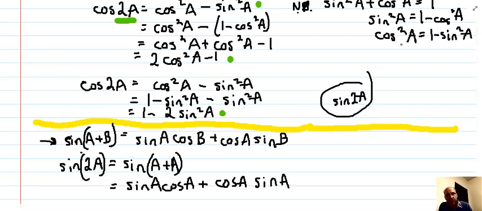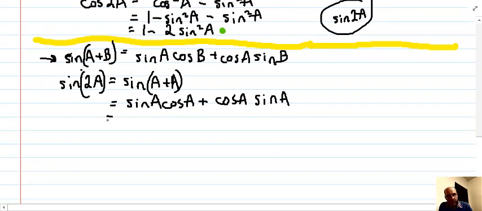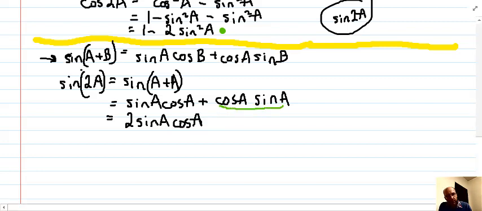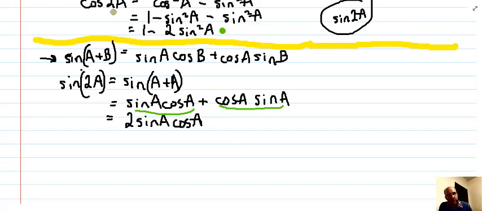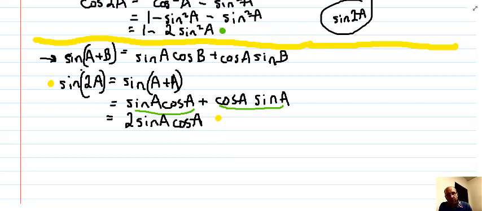And those two things are like terms. We have two of the same thing. Thinking of commutativity, we have two lots there of sine a cos a. You can see them there. There's one, and there's the other one. They're exactly the same, those two terms underlined with green. So that's our result there for sine of 2a is 2 sine a cos a.